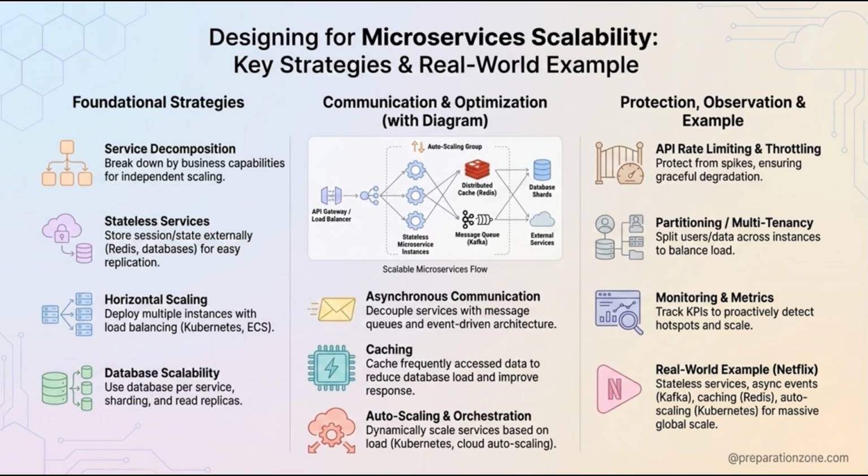Let's see a real-world example: Netflix. A great example. They use all of these techniques: stateless services, massive horizontal scaling, Kafka for events, Redis caching, and Kubernetes also for scaling. And that's why millions of people can stream non-stop without noticing any of the complexity happening behind the scenes. Scalability isn't a single feature. It's a mindset that has to be woven into every layer of the architecture.